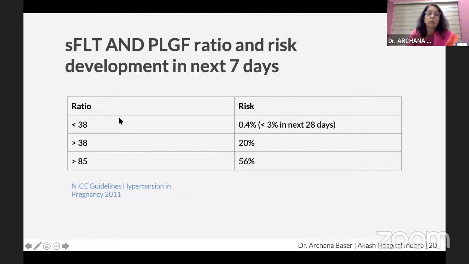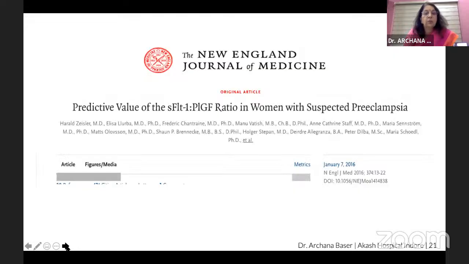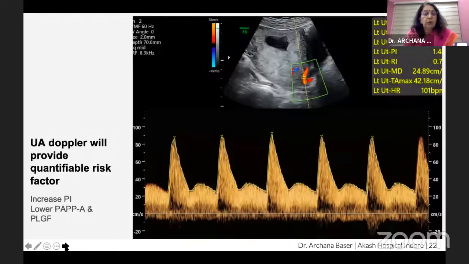And how does this correlate? If the ratio of sFlt and PlGF is less than 38, the risk is 0.4%. If the ratio is more than 38, the risk of developing preeclampsia is 20%. And if the ratio is more than 85, the risk of having preeclampsia is 56%. There is a very beautiful article in the New England Journal of Medicine, predictive value of the sFlt-1 to PlGF ratio in women with suspected preeclampsia.